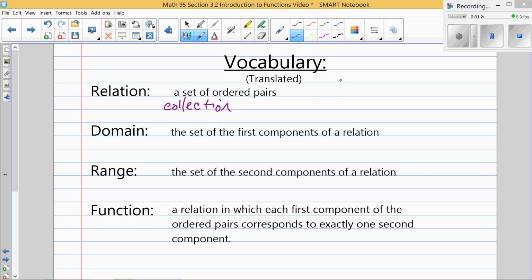Now, ordered pairs, remember, those were our x's and y's. So a relation is a collection of connected values. In other words, it's a bunch of x's with y's that correspond to them that are connected in some way.